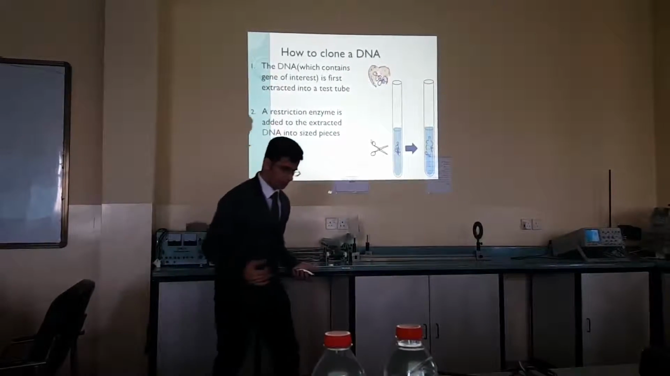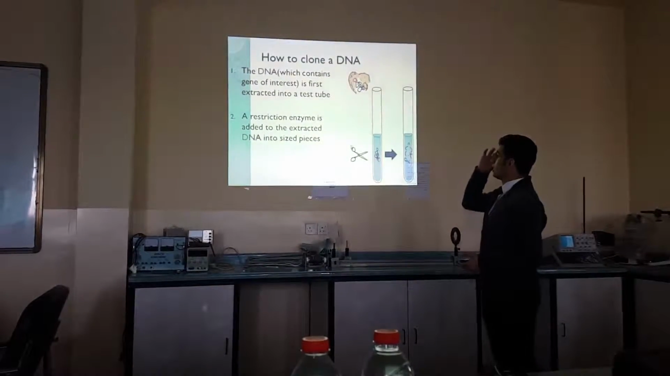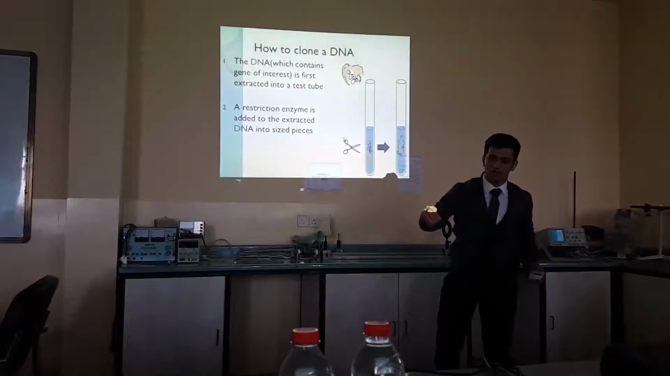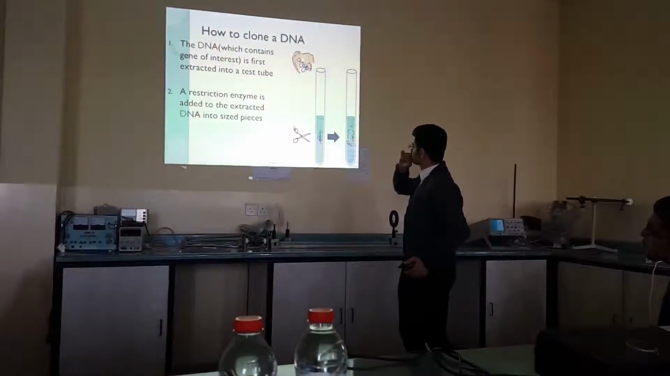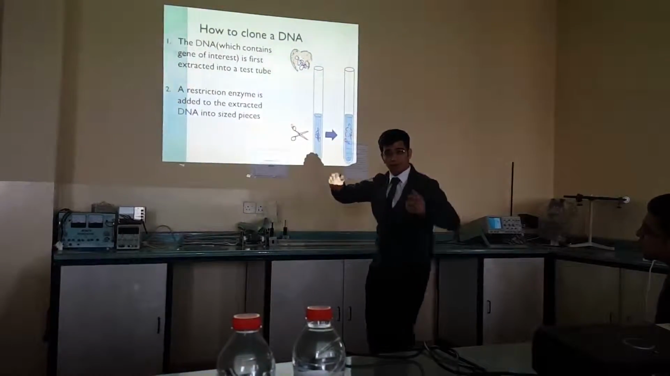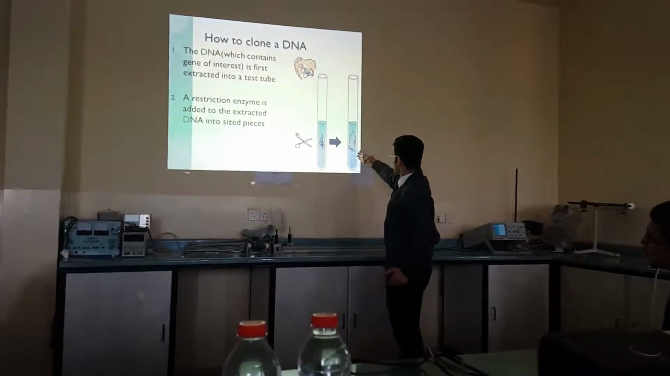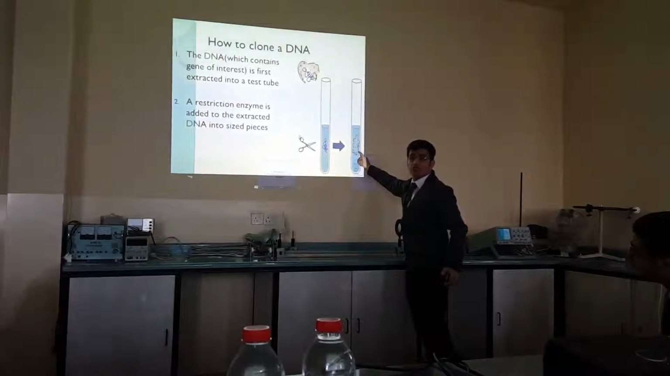Now we need more information about the procedure of DNA cloning. First, we take the DNA, extract it from bacteria or any other organism, and then we put it in the test tube here. Then we use the restriction enzyme, as I mentioned before, which is a saw or scissors, and cut the DNA into pieces, as you see here. Only the red one represents the gene of interest.